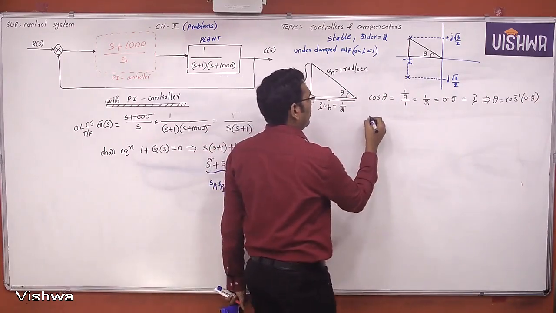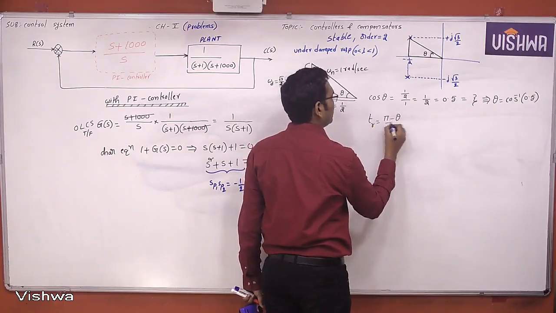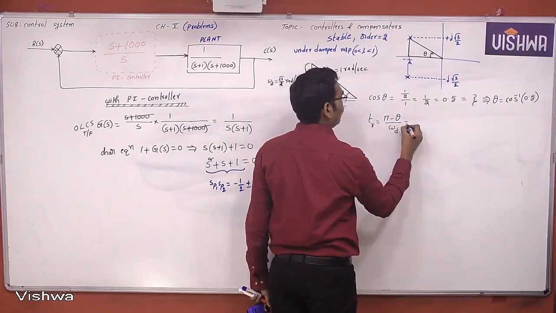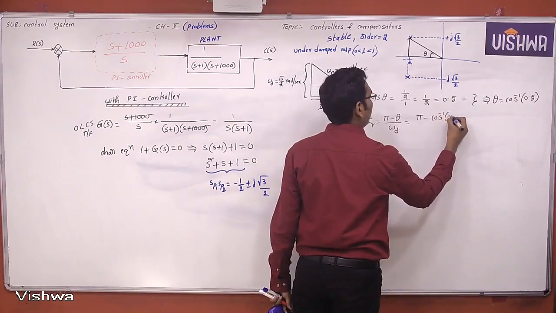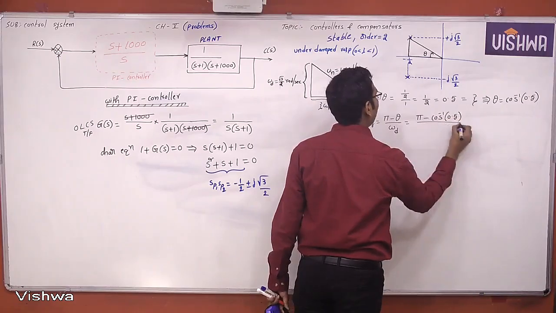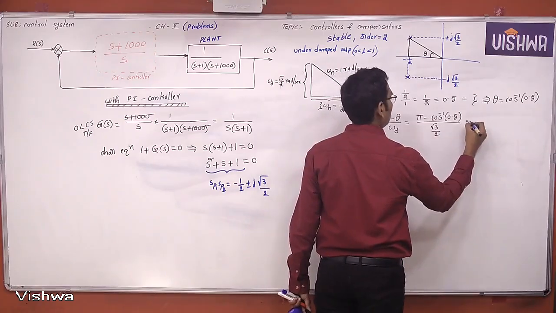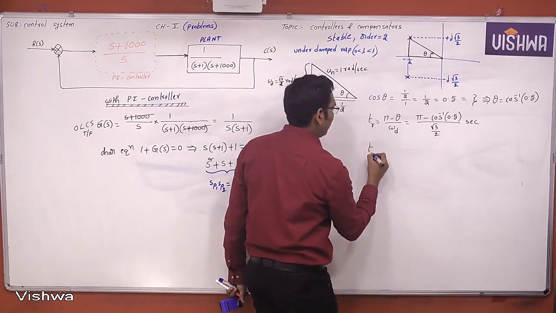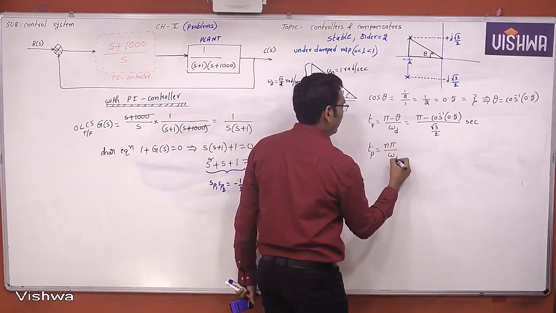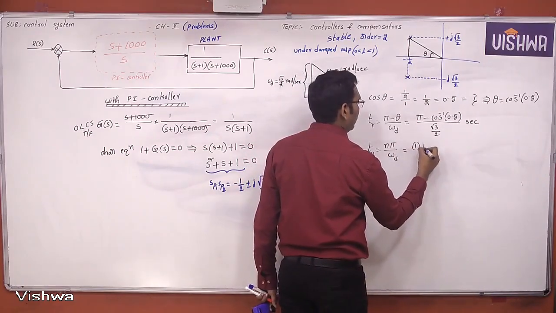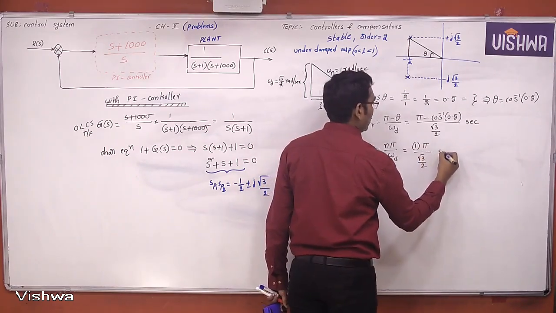Now what is the rise time TR? Rise time TR is nothing but pi minus theta by omega d, where theta is cos inverse of 0.5. Omega d is already calculated, root 3 by 2. This is rise time. Now what is the peak time? Peak time is nothing but n pi by omega d, where n is 1 by default, so pi by omega d is pi by root 3 by 2 seconds.